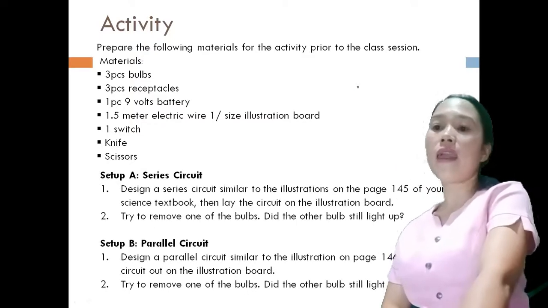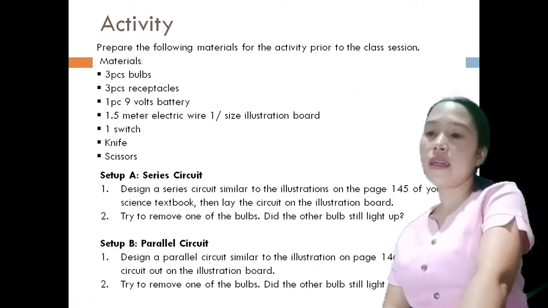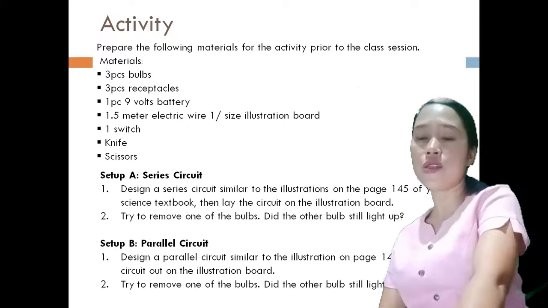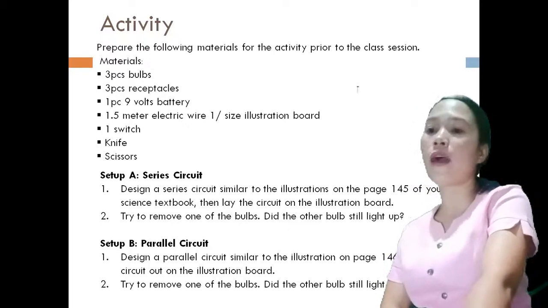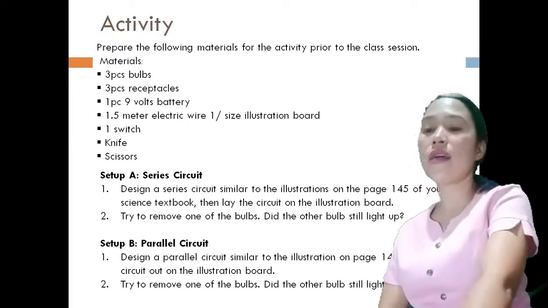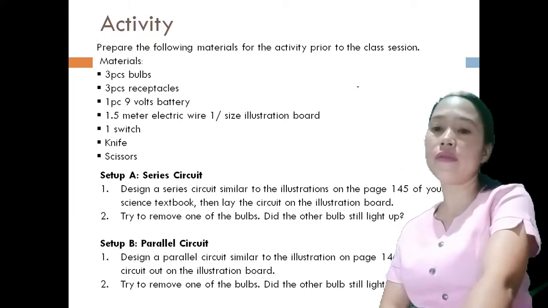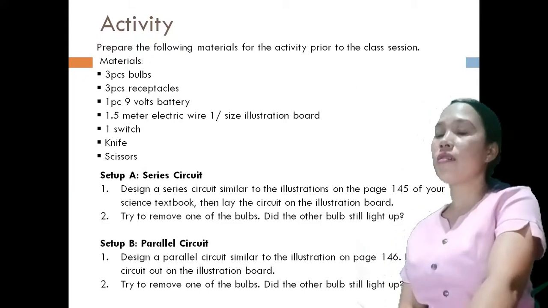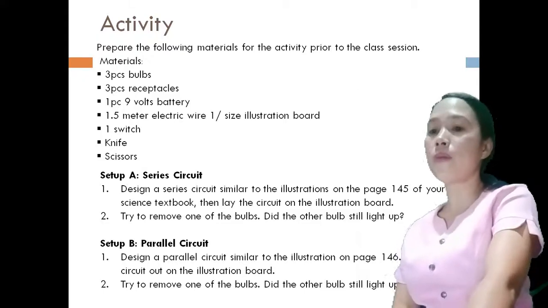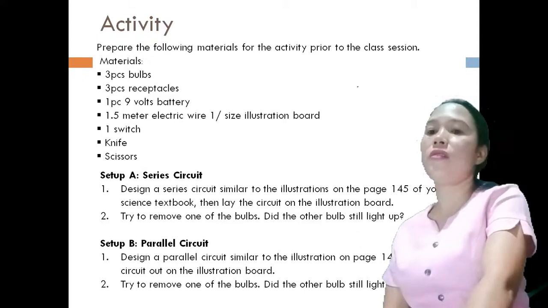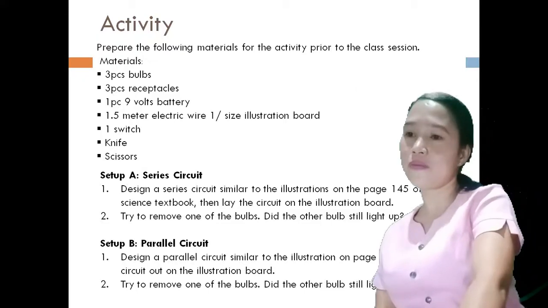For setup A, series circuit, you have to design a series circuit similar to the illustration on page 145 of your science textbook. Then, lay the circuit on an illustration board. After that, you try to remove one of the bulbs. Did the other bulbs still light up?